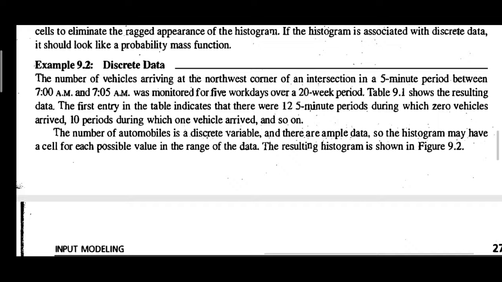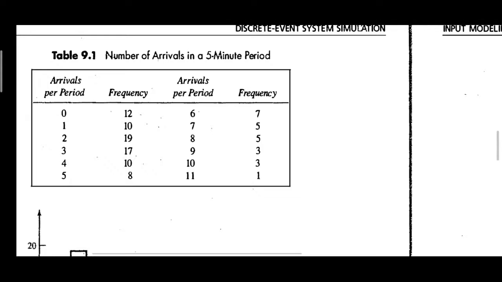The first entry in the table indicates that there were 12 five-minute periods during which 0 vehicles arrived, 10 periods during which 1 vehicle arrived, and so on. Here is the observation table. It was observed for 20 weeks, 5 working days in a week, at the northwest corner junction of a city. How many vehicles are arriving at the particular location was calculated over 5 working days per week for 20 weeks. This is the observation table with arrivals per period as well as frequency; two values are given.